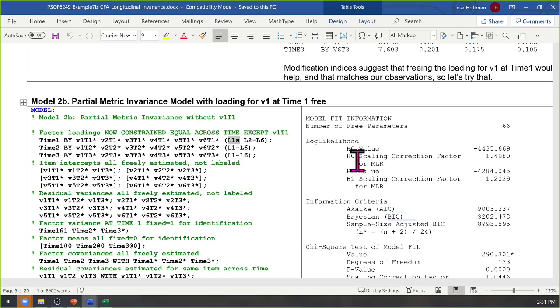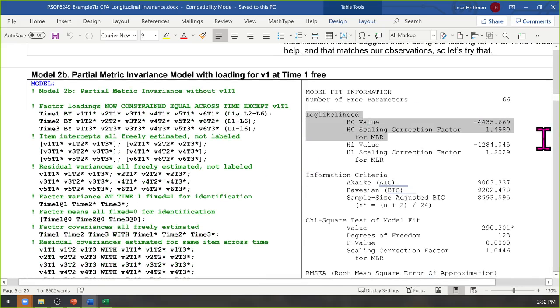L stands for loading. This is item 1, and item 1 gets to be different at factor 1 for time 1 than it does at time 2 and time 3. So that's the only change. So now we're trying to see if the model is not worse yet after releasing this constraint.